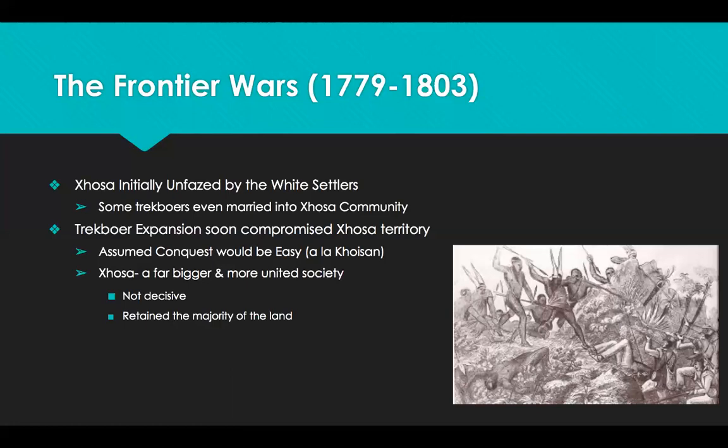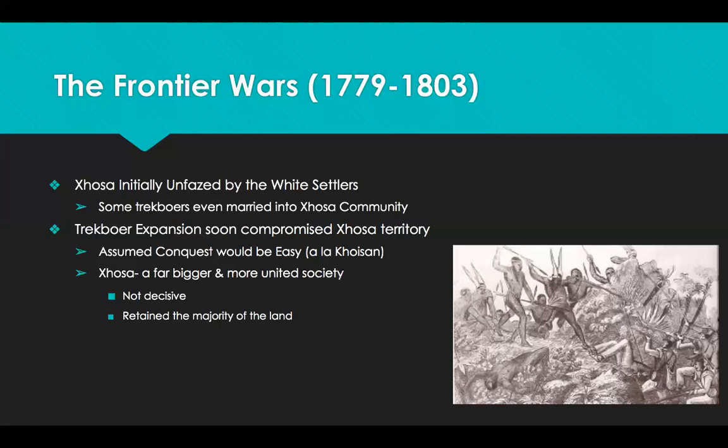But to say conflict was inevitable is a lie, because for the most part throughout the 18th century, a few notable Trek Boer individuals blended into Xhosa society, marrying Xhosa wives. Some of them even married a few wives, practicing polygamy like the Xhosas did, and established important hunting and trading connections between Xhosas and the colony.